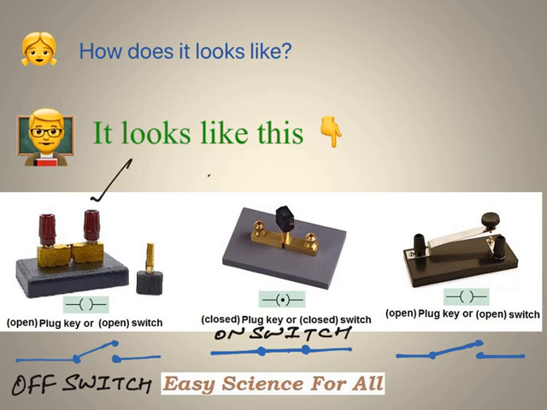Here you can see two switches, this one and this one, which have been manufactured in different manner, but the function of both the switches is same. There are two states of a switch. This first one is known as the open state, you can see over here, or the off state. Whereas this second one has the closed state or the on state.